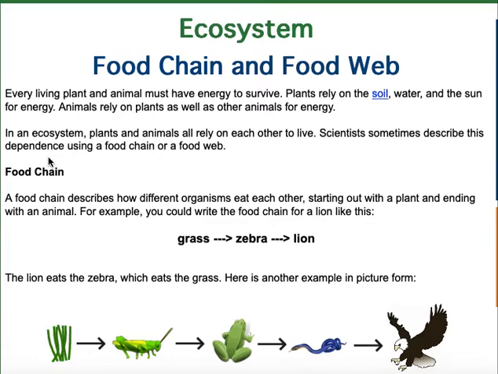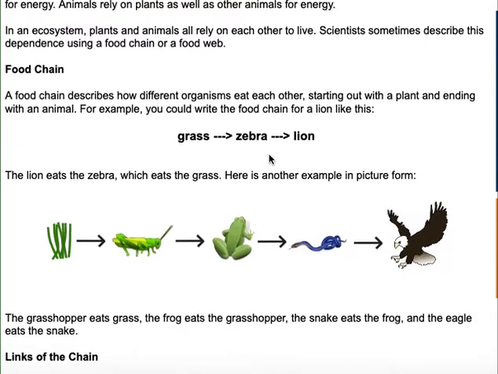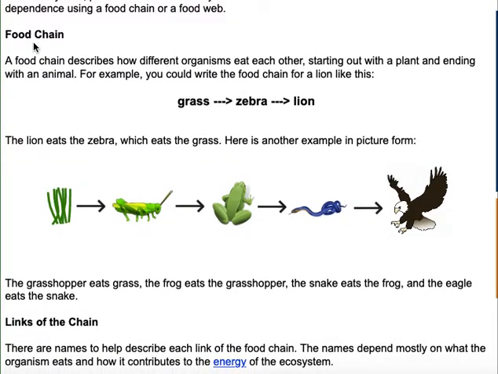Scientists sometimes describe this dependence using a food chain or a food web. That's our focus today. Food chain. A food chain describes how different organisms eat each other, starting out with a plant and ending with an animal. For example, you could write the food chain for a lion like this: grass, energy goes to zebra, energy goes to lion. So basically, the lion eats the zebra, and the zebra eats the grass.